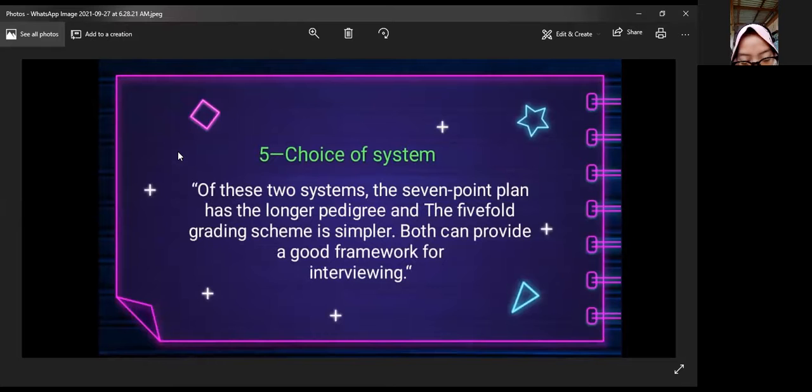Okay, the next point is choice of system. On the system, the seven-point plan has the longer predictor, and the five-fold grading scheme is simpler, but can provide a good framework for interviewing.